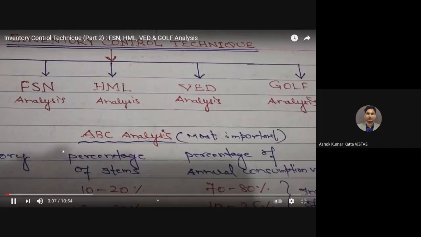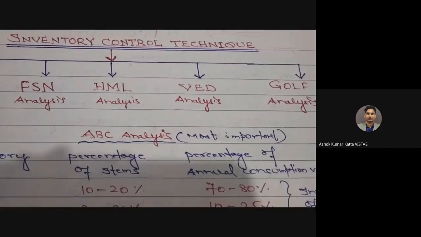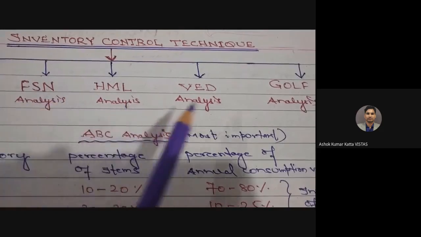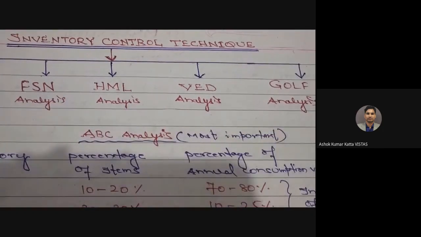Today we are going to discuss the topic of inventory control technique, which we have discussed in part one. We discussed the ABC analysis in that part, and in the second part we'll discuss the remaining four techniques: FSN analysis, HML, VED, and GOLF analysis. So one by one we'll discuss, first FSN analysis.